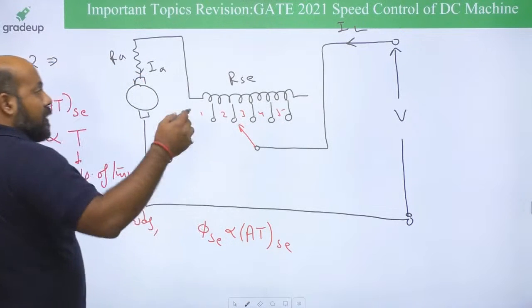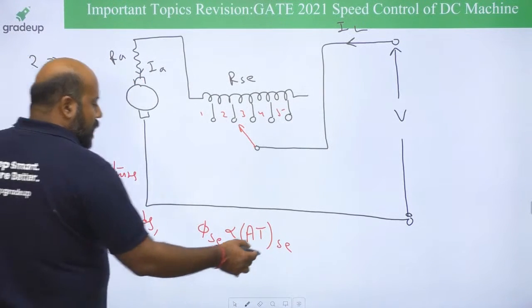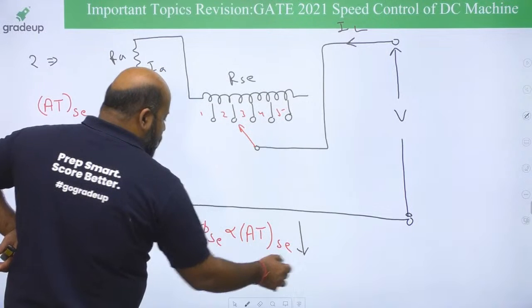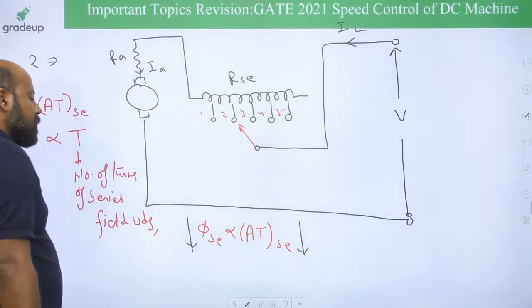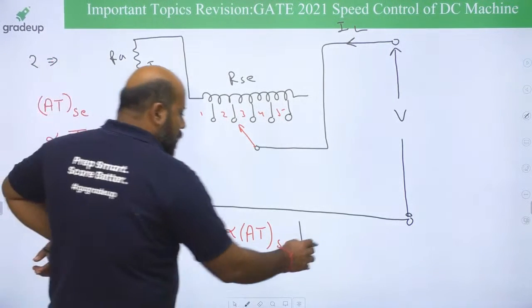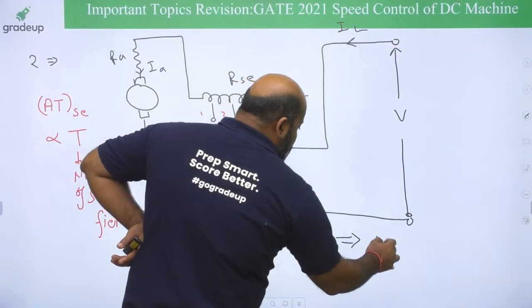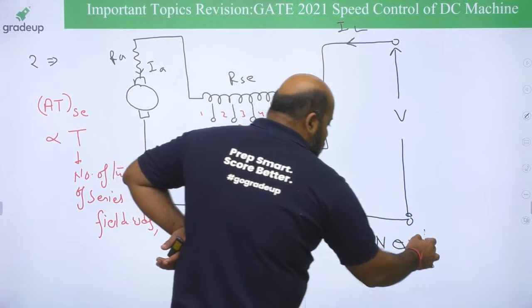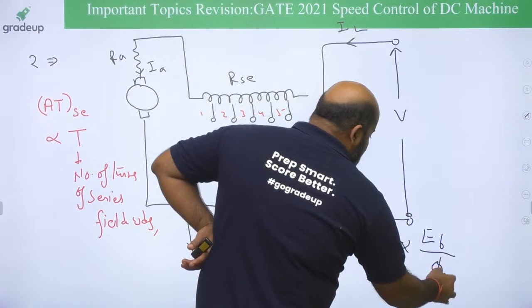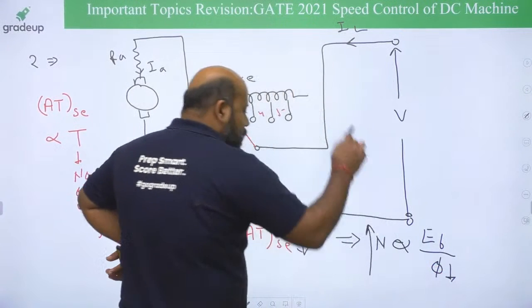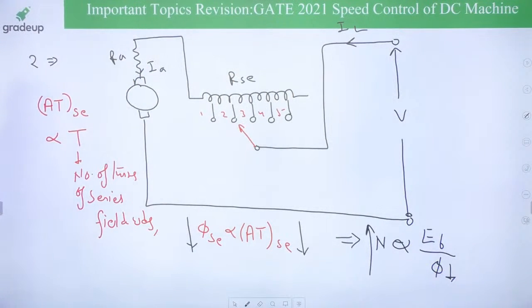So if the number of turns is reduced in terms of the tapping, the flux is going to be reduced. And again, if the flux is reduced, you know that speed is directly proportional to the back EMF upon flux. Flux reduced means speed is going to increase.